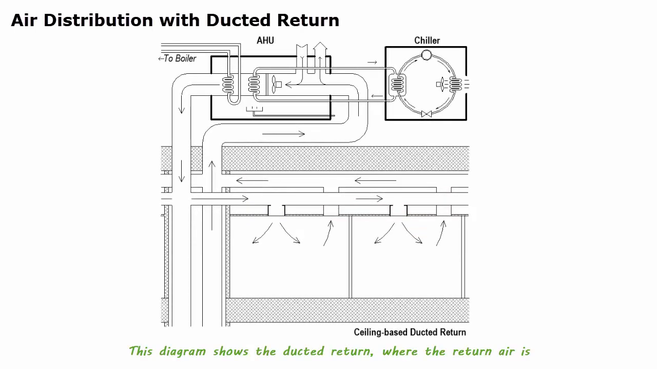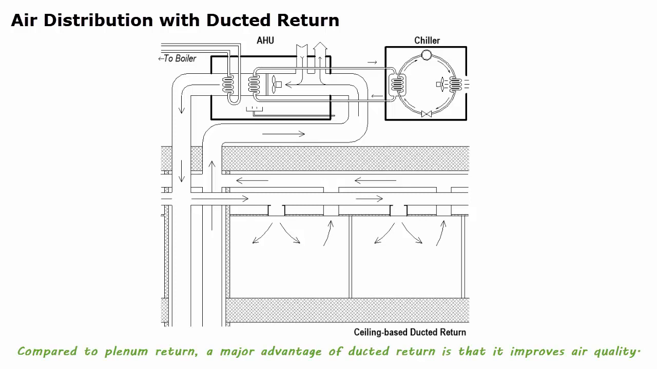This diagram shows duct return, where retained air is sent back to the air handling unit through return ducts. A major advantage of a ceiling return plenum is that it is less expensive to install than duct return because less ductwork is required. Compared to plenum return, a major advantage of duct return is that it improves air quality.